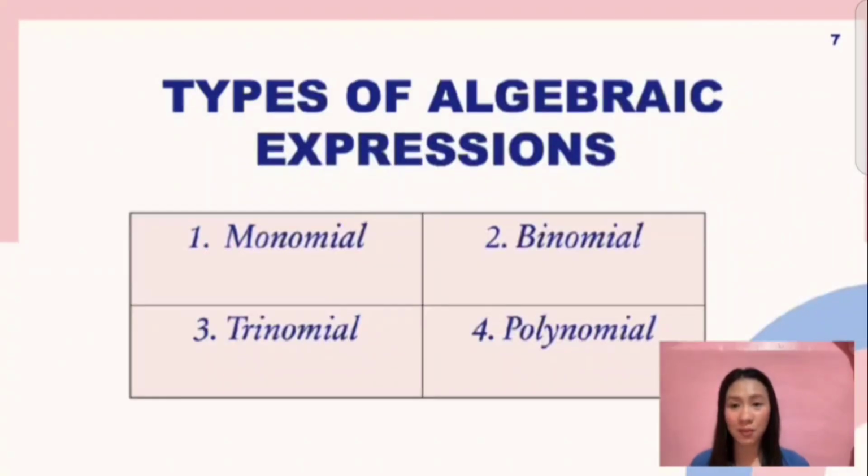Remember class, we have four types of algebraic expression. First, we have monomial, second is binomial, third is trinomial, and fourth is polynomial. A monomial is only one term, binomials have two terms linked by operation symbols, a trinomial is composed of three terms, and polynomials are composed of four terms linked by operation symbols, which are addition, subtraction, multiplication, and division.